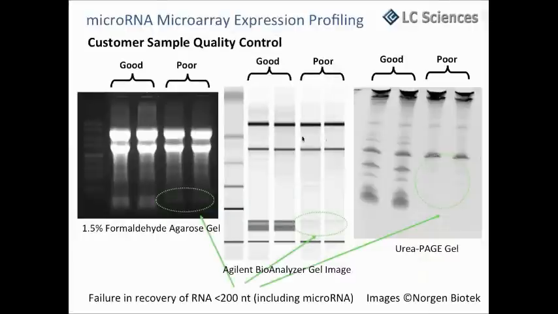These are just 3 gels that were kindly provided by Norgen Biotek, which show different types of gels: a formaldehyde agarose gel, an Agilent Bioanalyzer gel, and a urea PAGE gel, always showing good microRNA recovery with a kit on the left side versus the missing microRNA fraction on the right side.